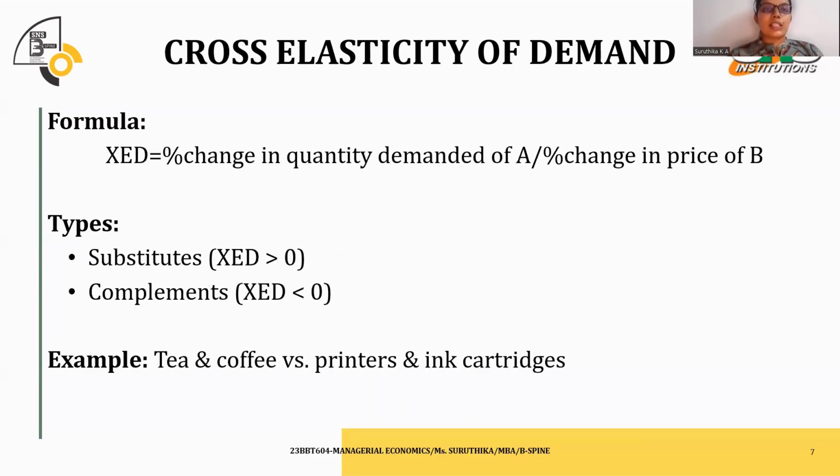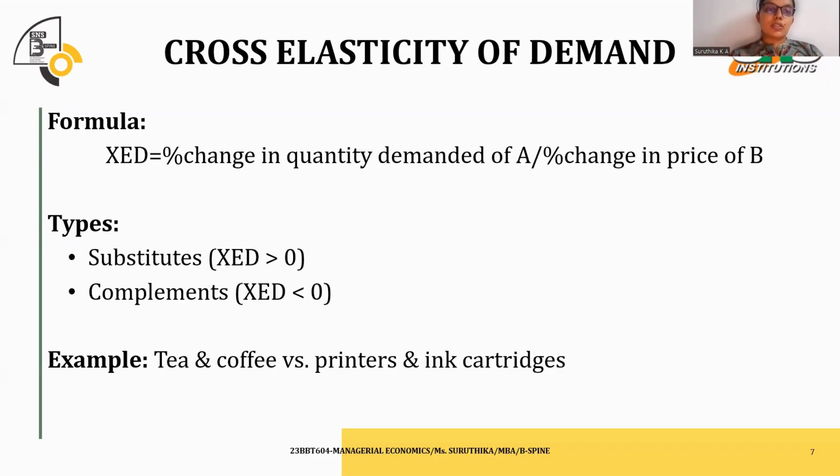The third category of elasticity is cross elasticity of demand. This is when the price of one product has an influence on the demand of another product. So cross elasticity of demand is determined as the percentage change in quantity demanded of product A to the percentage change in price of product B.